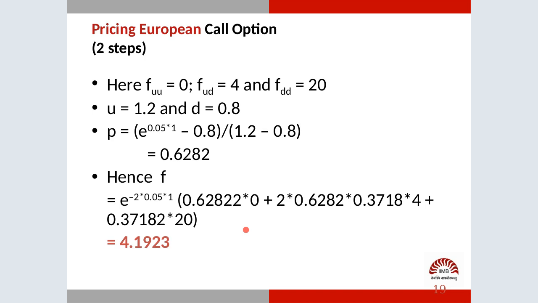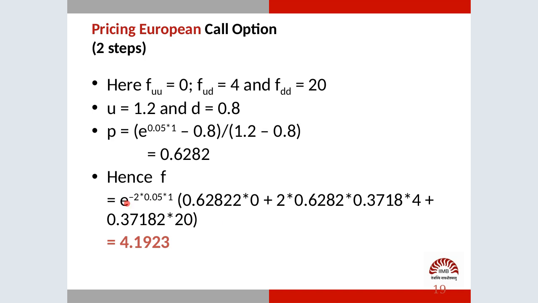You know your sigma is 20%. Therefore, U, which is the up move, is 1 plus sigma, which is 1.2. And D, which is the down move, 1 minus sigma, is 0.8. So I can calculate the P, the same formula that I had earlier. This is the formula that I'm using: e to the power of r t minus d divided by u minus d, and you solve it, you get this value, and therefore you get 1 minus p as well.